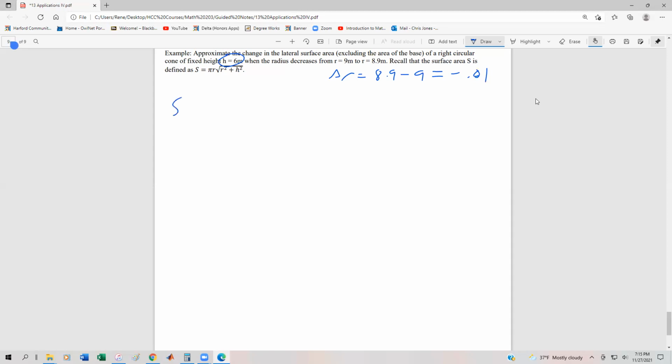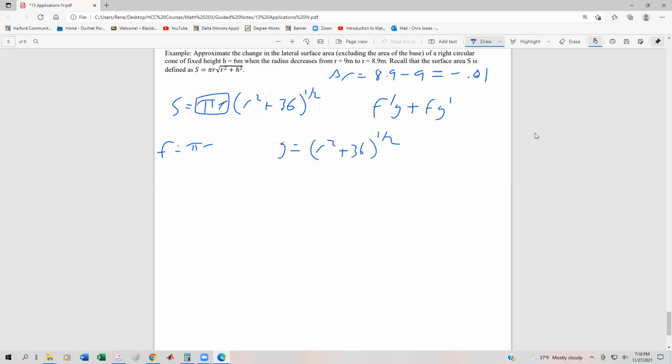So our S is equal to pi r times r squared plus 36 to the 1/2 power. Again, I just plugged 6 back in for h, so that we can find the derivative really quickly. To find the derivative, we need a product rule. If we're using the f prime g plus f g prime mentality, then let's call little f pi r, and let's call little g r squared plus 36 to the 1/2.